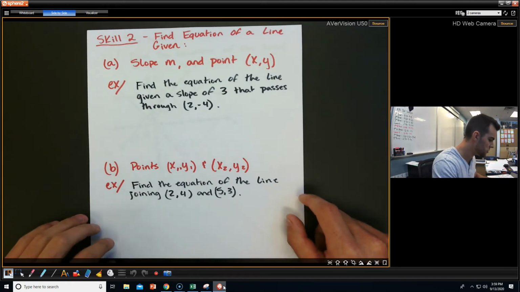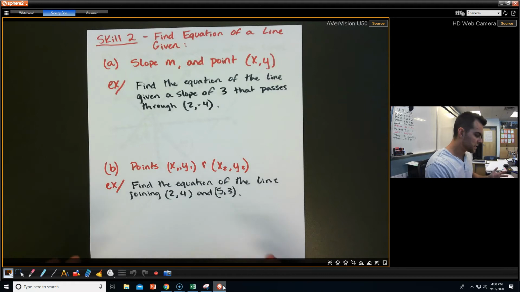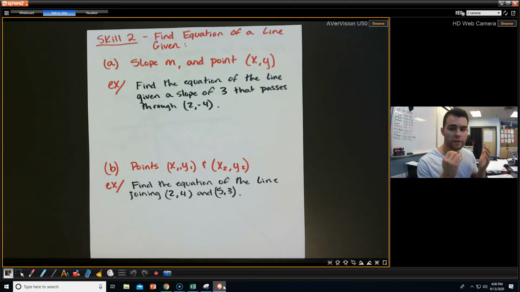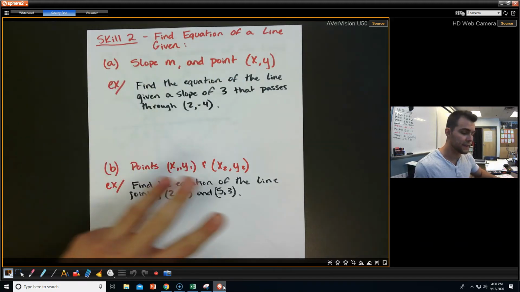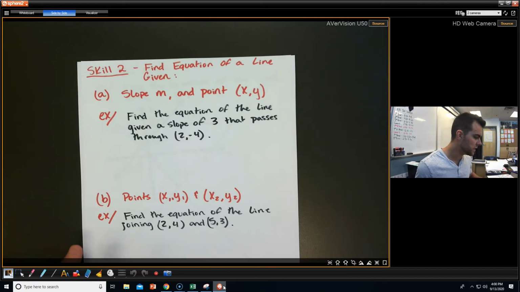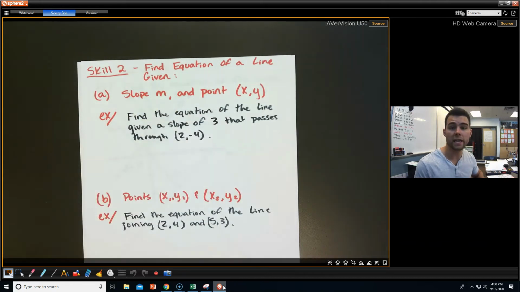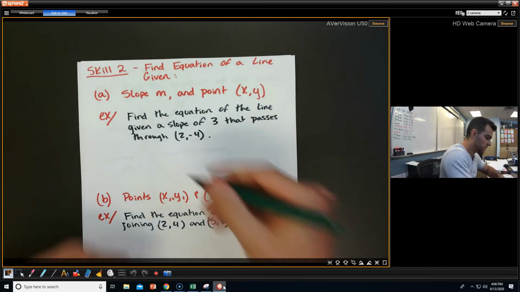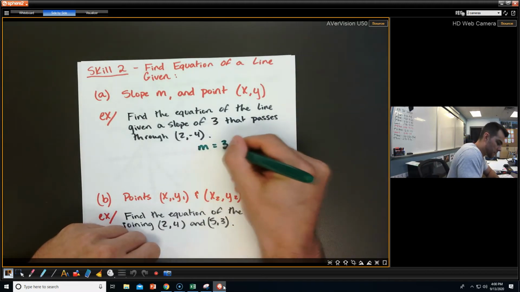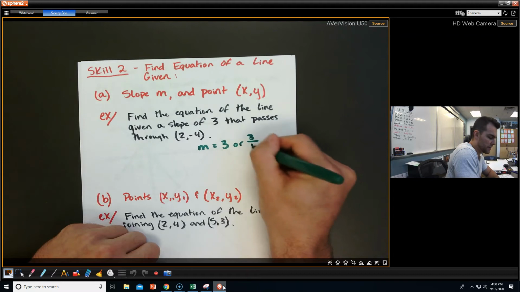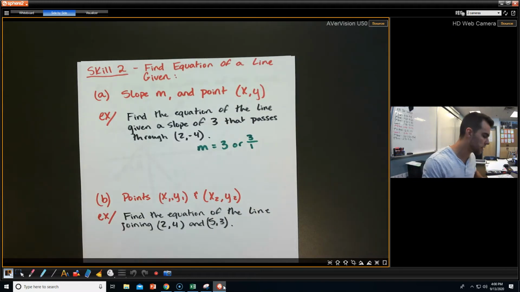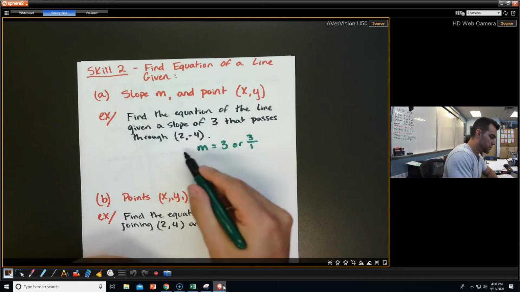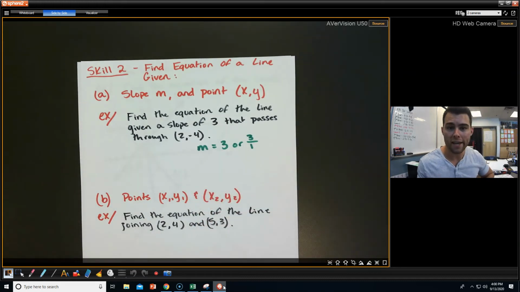Okay? So now let's look at the second skill. This is finding the equation of a line given, and we have 3 things. There's a graph, slope and point, and then 2 points. So let's look at this first case. Let's say I'm just given the slope and 1 point. It says find the equation of a line given a slope of 3, so m equals 3. Or you can write it as 3/1, to help you with the rise over run. And then we know the point is (2, negative 4). I don't know what the y-intercept is yet.